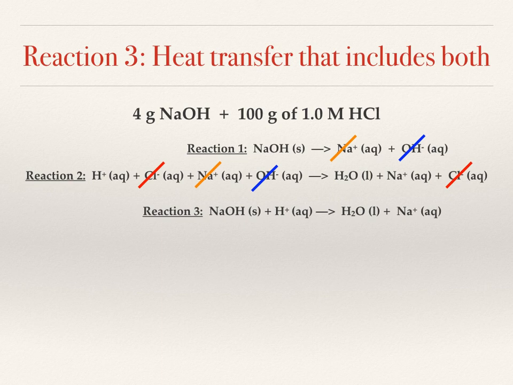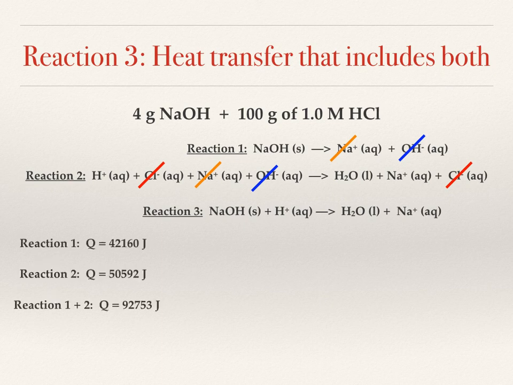Now, if we add up what's left over from reaction 1 and reaction 2, they equal what we have in terms of reaction 3. So just to recap in terms of the heats of reactions, the heat from reaction 1 was around 42,000 joules. Reaction 2 was around 50,600 joules or so. Add those together, we get around 92,753 joules of heat energy.